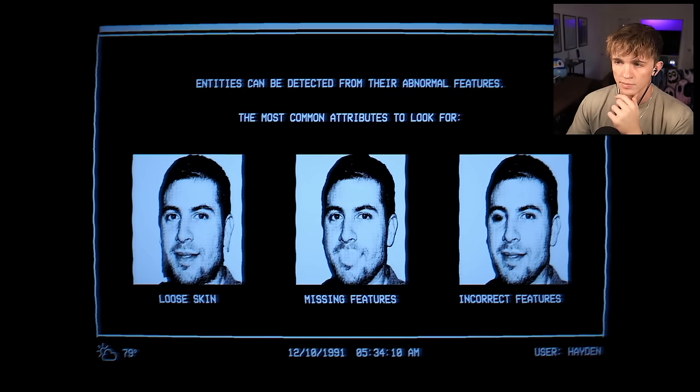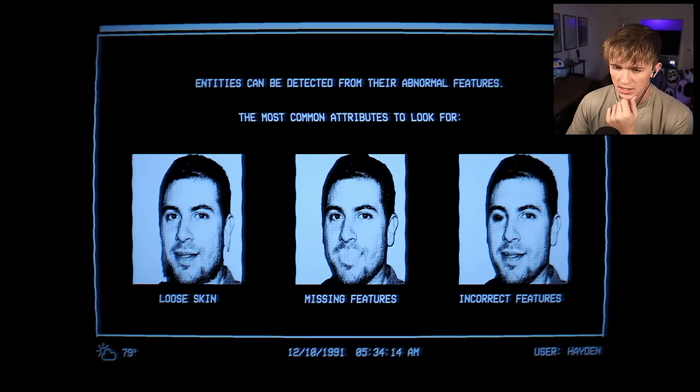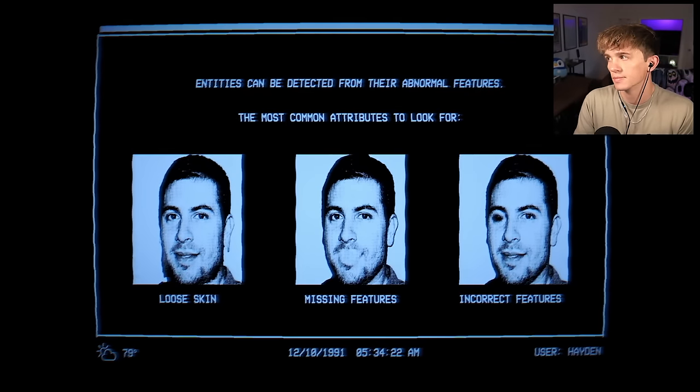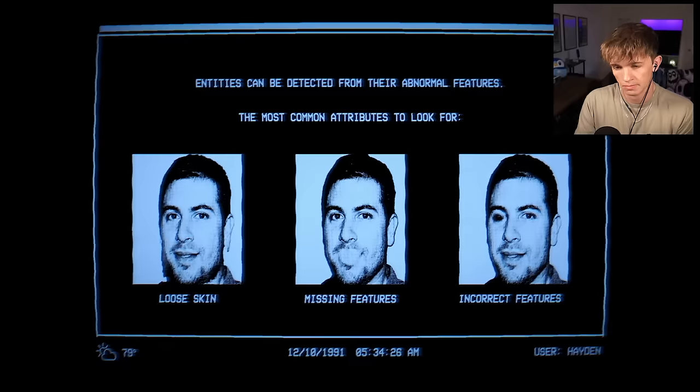Doppelgangers can be detected from their abnormal features. The most common attributes to look for are loose skin, missing features, and incorrect features. Further classification of doppelgangers can be made by observing the abnormal features. For example, skinwalkers always have loose skin. However, identification is covered in a different module.